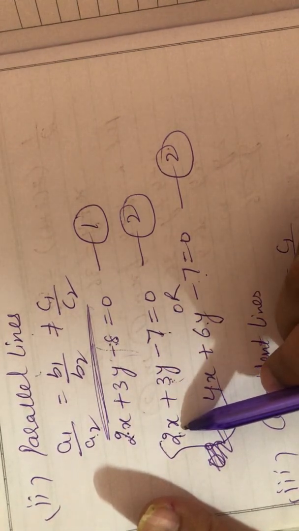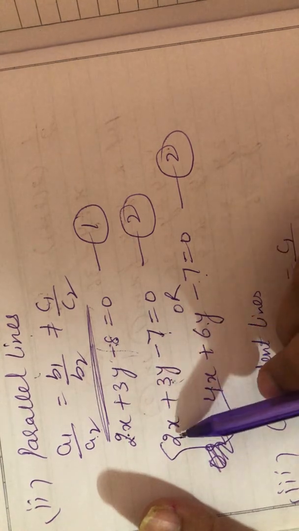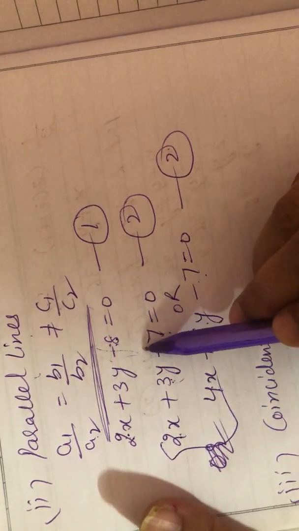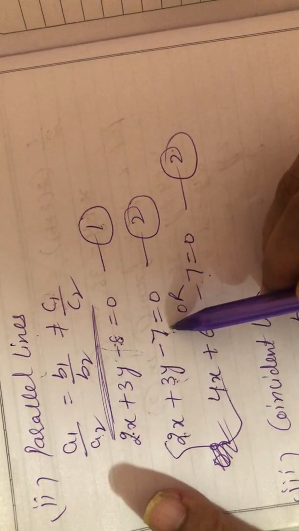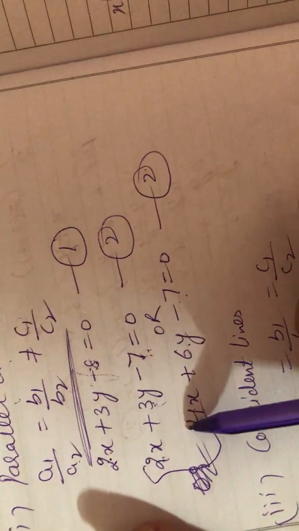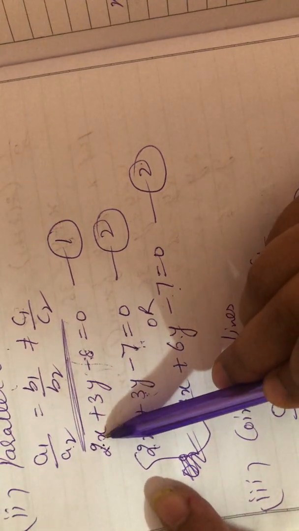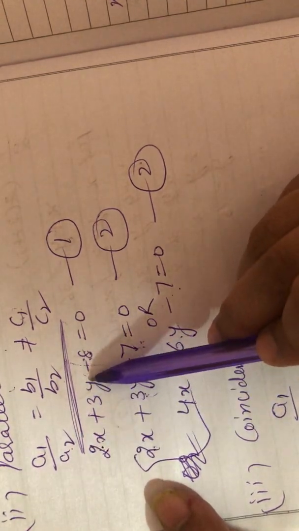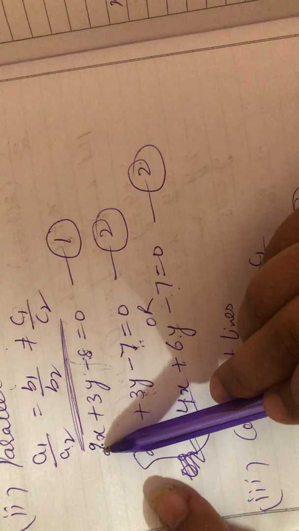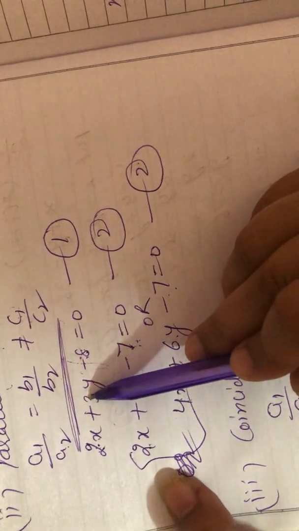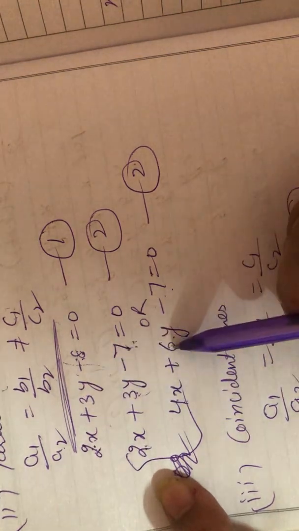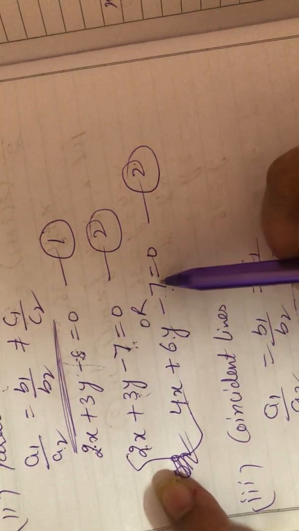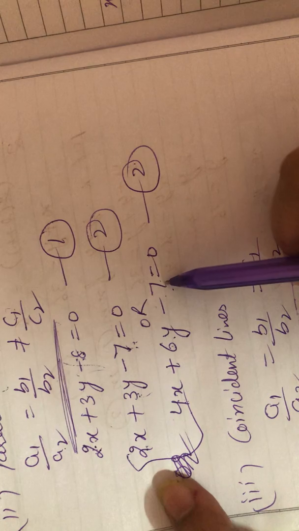For the second required equation, you can take the same coefficients 2x and 3y, and only change c2, because c1 should not be equal to c2, right? One thing you can do like this, or you can take a multiple of the coefficient of x and a multiple of the coefficient of y. So a multiple of 2 is 4 and a multiple of 3 is 6. So you get 2 by 4 is equal to 3 by 6 is not equal to minus 8 by minus 7.